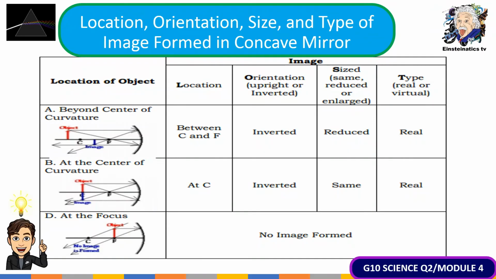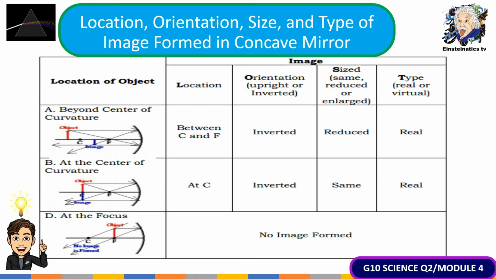Now, let us identify the qualitative characteristics of image using the L.O.S.T. Yung L.O.S.T stands for the location, the orientation, the size, and type of image formed in concave mirror. Now, for concave mirror, unang-una yung location niya, it is between C and F, and in this case, yung orientation niya is inverted. In terms of size naman, it is reduced and it is real, yung type niya.